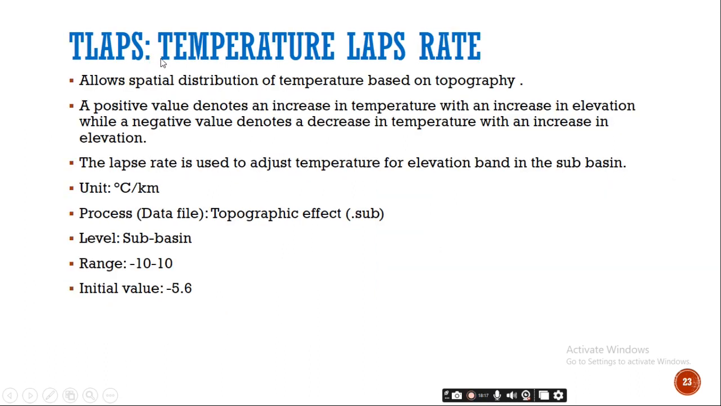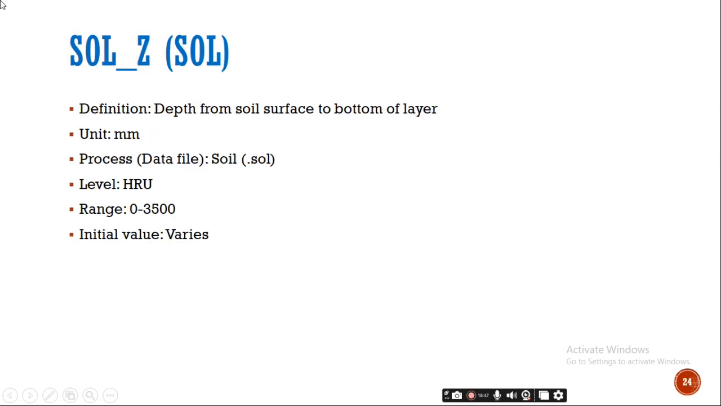Then after TLAPS. TLAPS means temperature lapse rate. It allows a spatial distribution of temperature based on topography. A positive value denotes an increase in temperature with an increase in elevation, while a negative value denotes a decrease in temperature with an increase in elevation. The lapse rate is used to adjust the temperature for the elevation band in the sub-basin. Its unit is degrees Celsius per kilometer, and its recommended range is minus 10 to 10. Its initial value is minus 5.6.